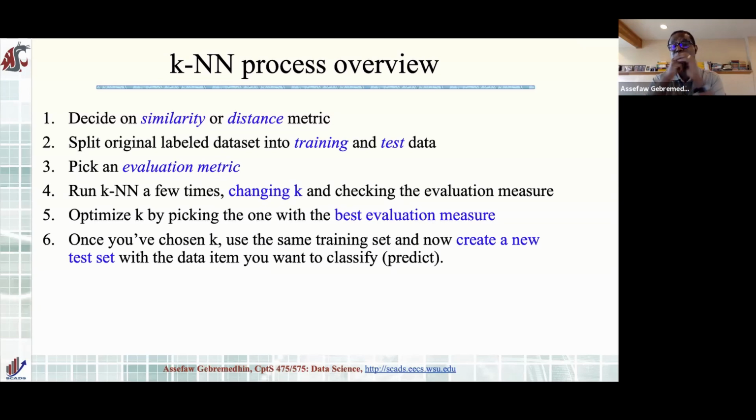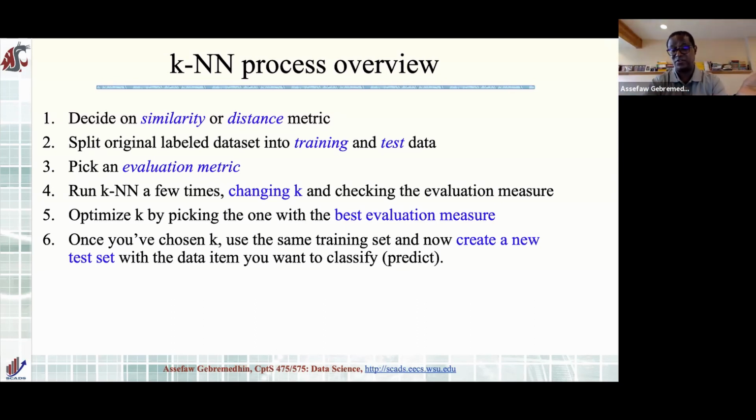Now, we're going to pick an evaluation metric to tell us how well the method has done. The first step was, how do I decide similarity between objects? Because I'm going to use that to determine who is the closest. I have to find k of them, the closest, and therefore the notion of distance is important. I have split my data into training and test data. And now I'm going to evaluate the performance of that classification algorithm.